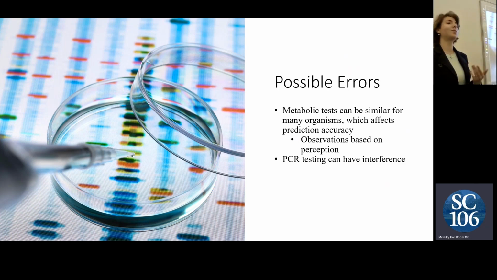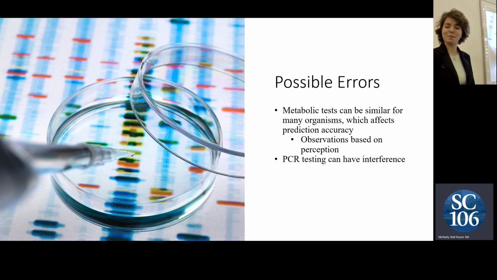And once again, our observations are based on perception. So for example, if I go back, there was a starch plate, which appeared blue. For us, we did see halos, so we think that starch hydrolysis was positive. But for some people, it might appear more negative. So once again, observations are based on perception, so that's the human flaw that goes into it. And PCR testing can also have interference. We had limited interference, but some of my colleagues had a lot more interference, and that altered the results.